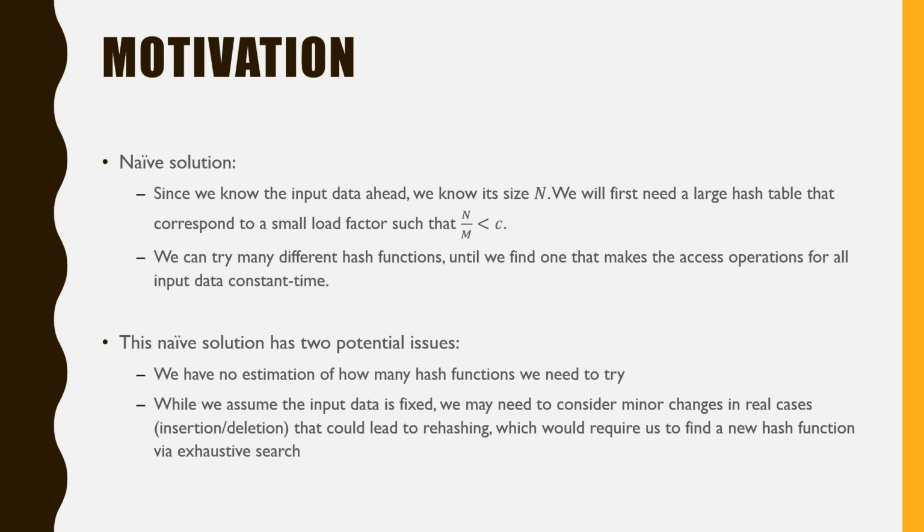To achieve constant access time, we need to ensure no collision happens. A naive solution is to allocate a very large hash table, and in this case, we can expect a very low load factor. Then we can try different hash functions until we find one that leads to no collision. While the naive solution may work, it has two issues. First, we don't know how large the hash table should be. Second, there is no estimate of how many different hash functions we need to try before finding a good one that leads to no collision.